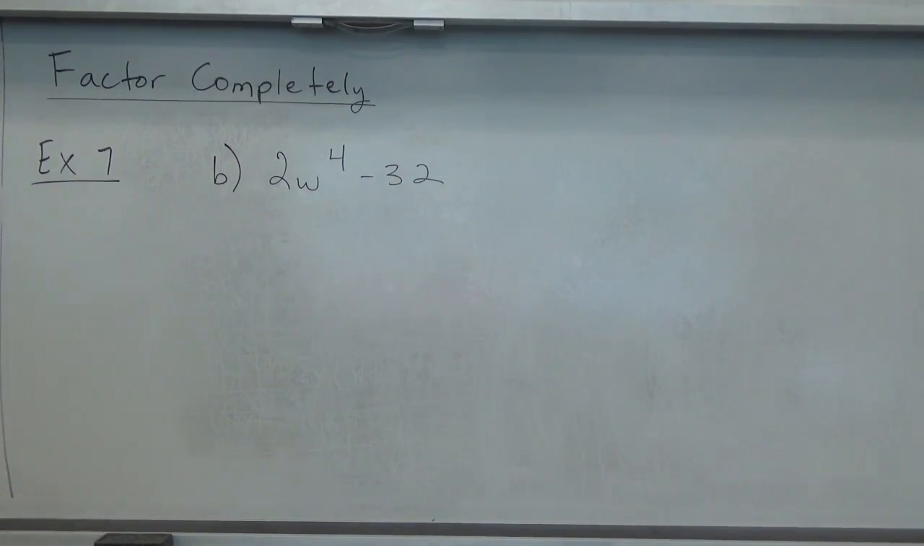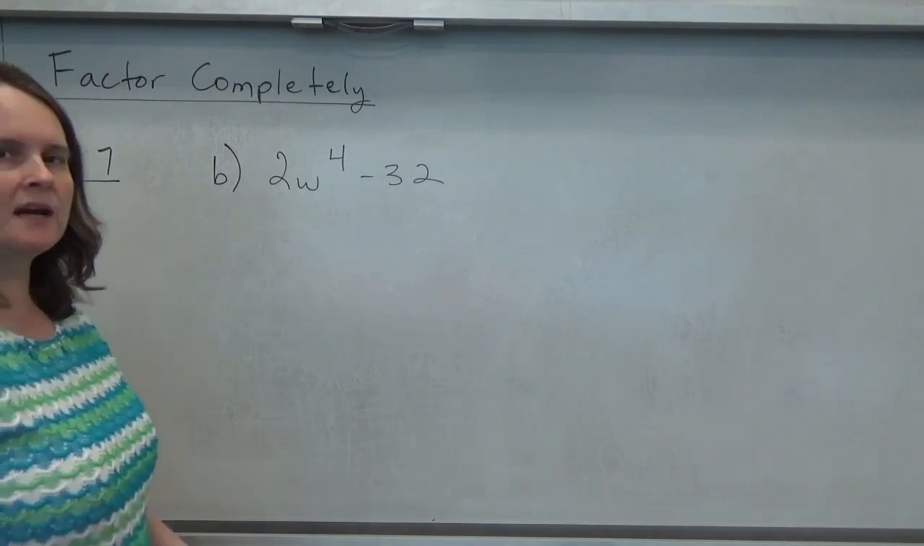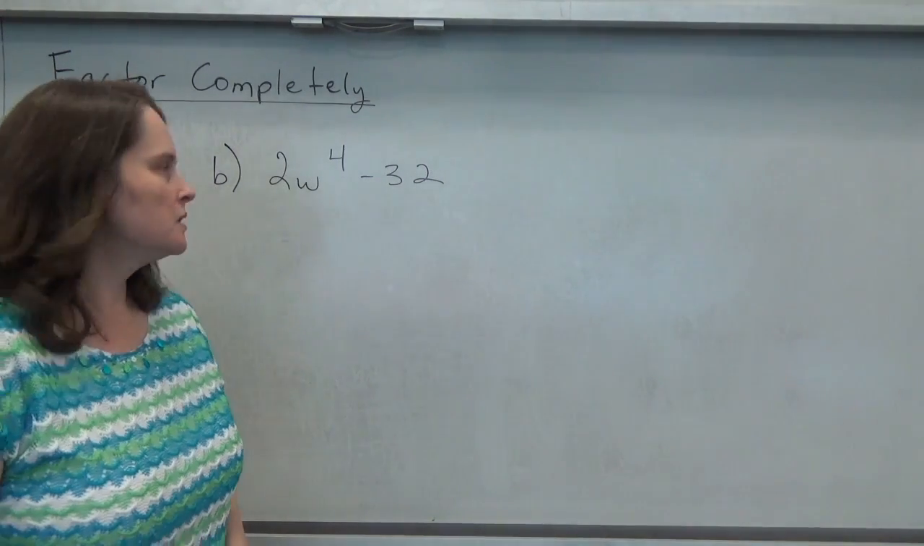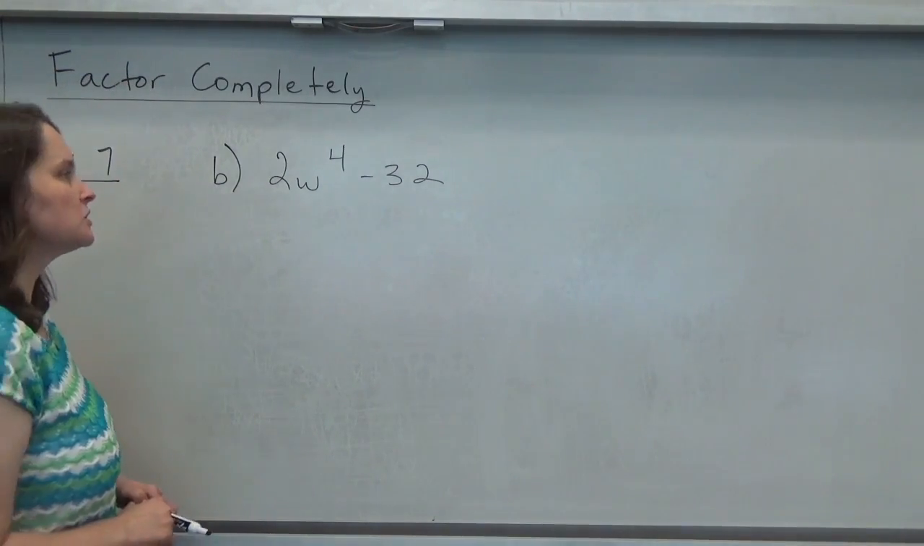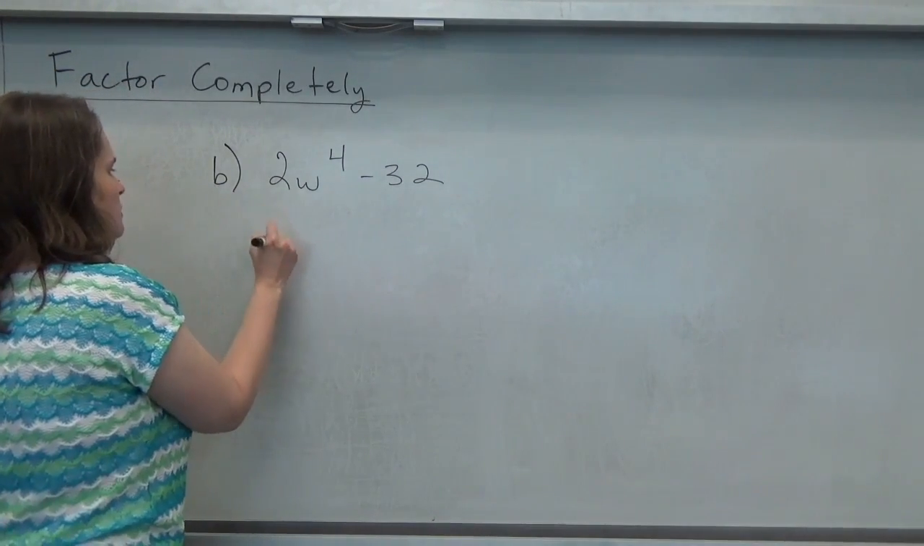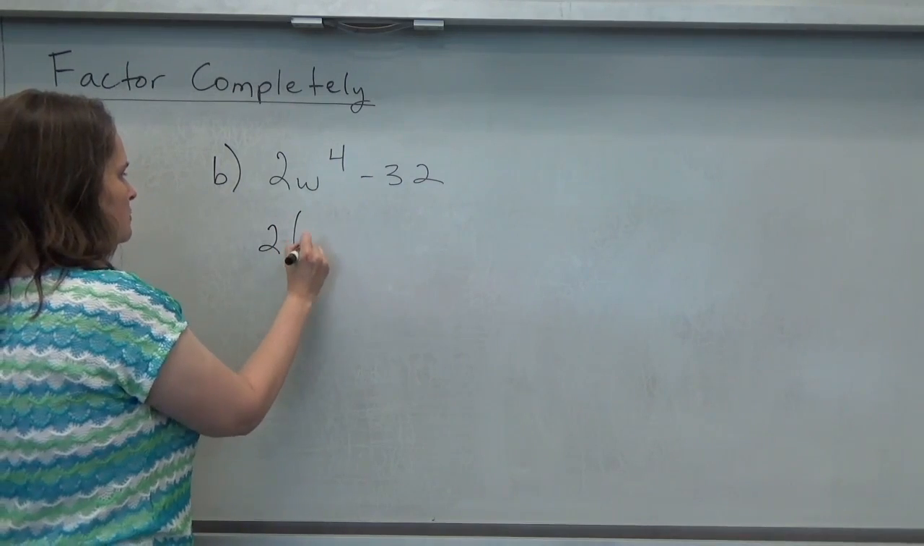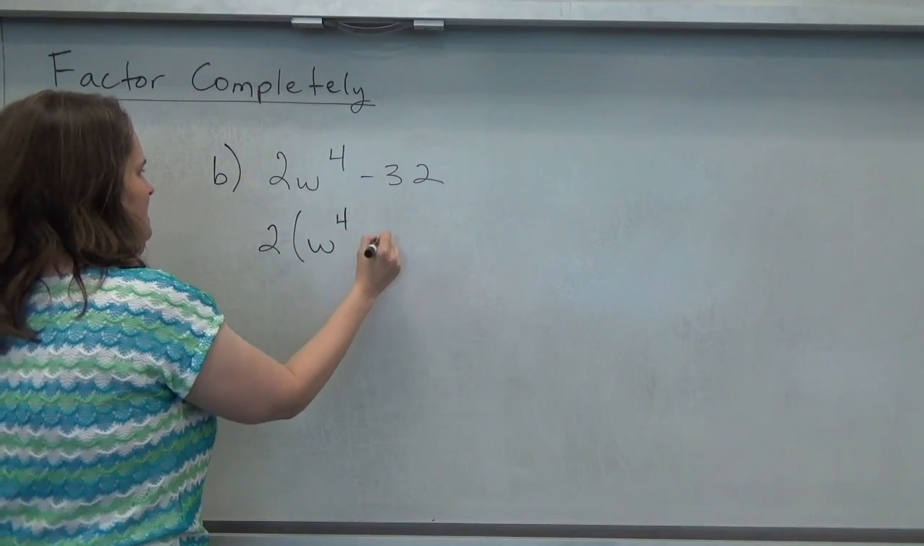In example 7, part B, we're asked to factor 2w to the 4th minus 32. Again, we need to look for a greatest common factor first. Is there anything that comes out of all of my terms? I can see that 2 comes out of both of them. So factor your 2 out. I'm left with w to the 4th minus 16.